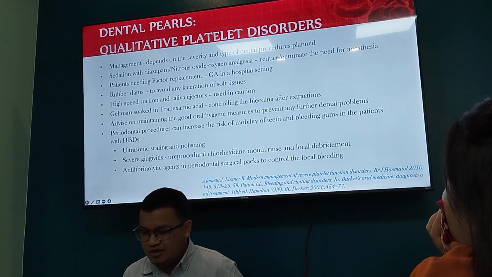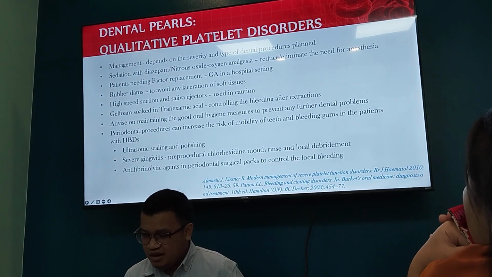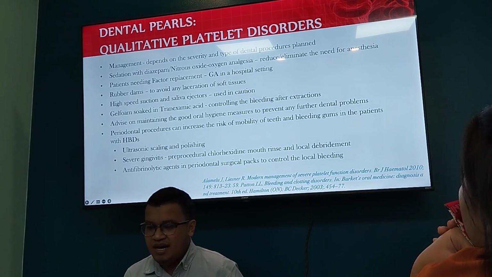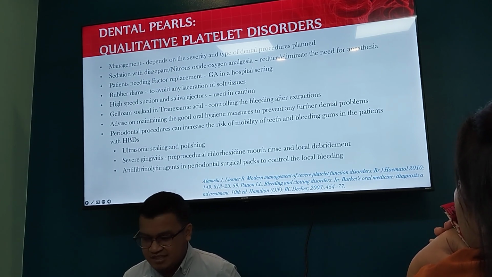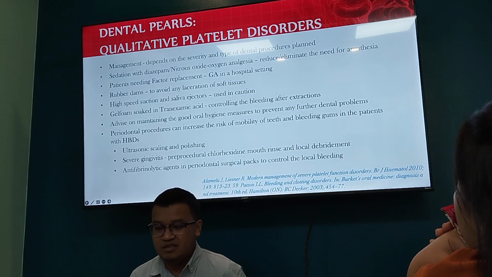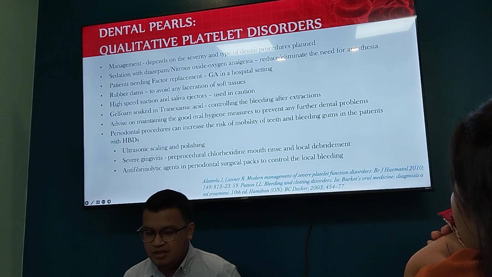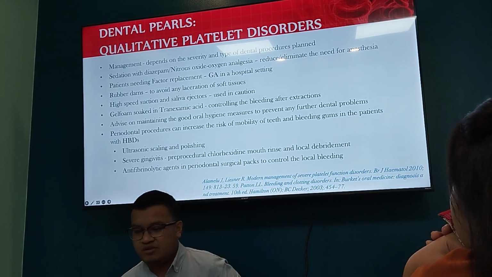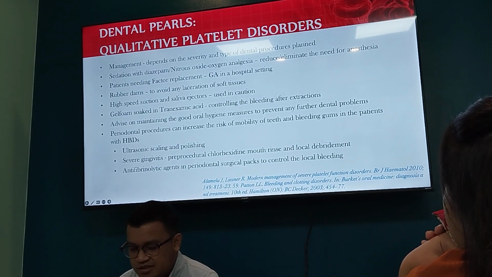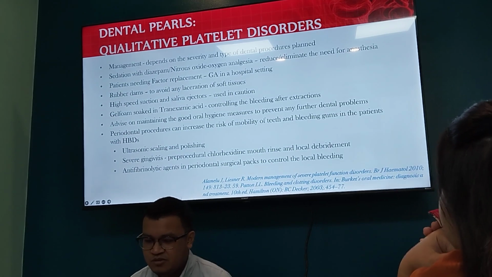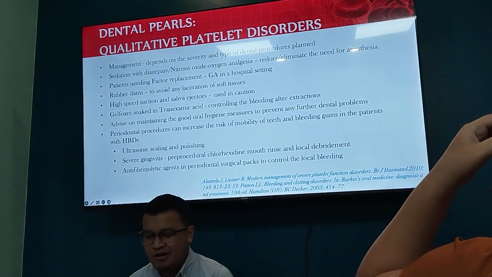Rubber dams need to be avoided. Avoid any laceration to the soft tissues. High-speed suction and saliva ejectors need to be used cautiously in these patients. Gel foam soaked in tranexamic acid can help in controlling the bleeding after extractions. So, in order to maintain gingival health, the patient needs to be advised on maintaining good oral hygiene to prevent further dental problems.